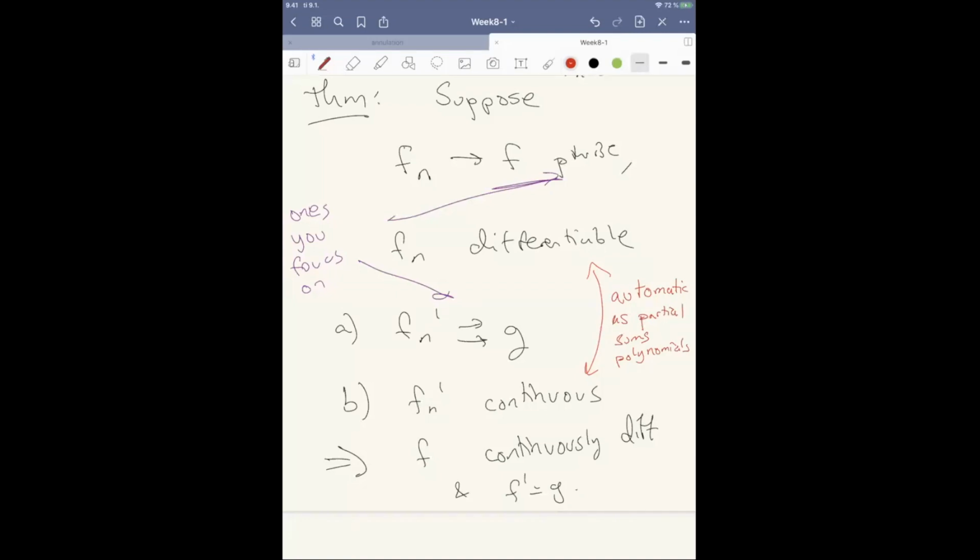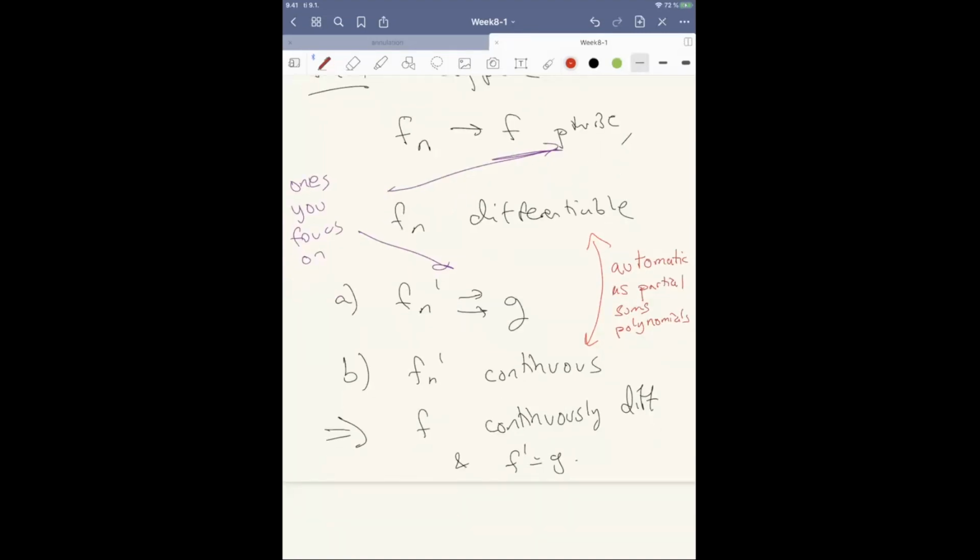Any questions? I was a little optimistic about my battery, so I have to move. Okay.